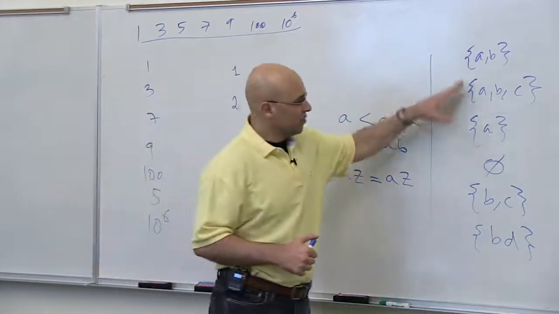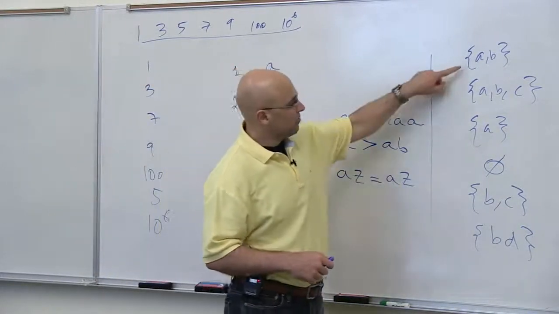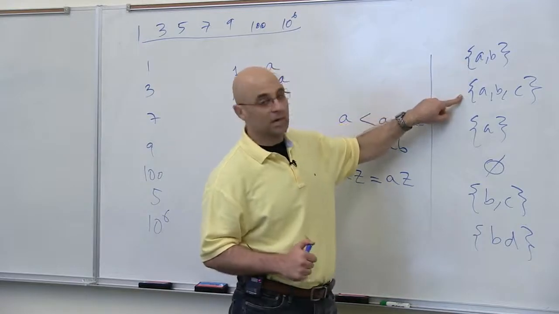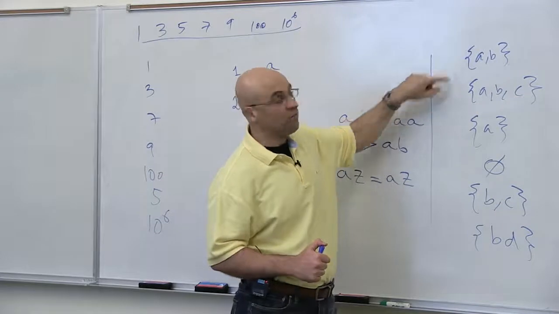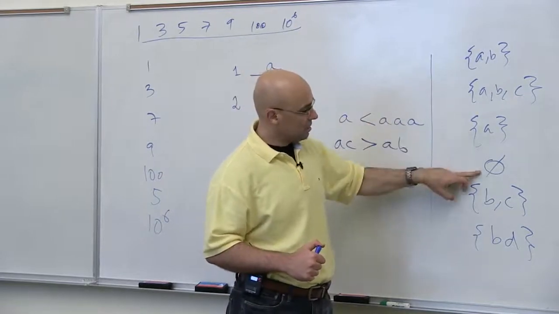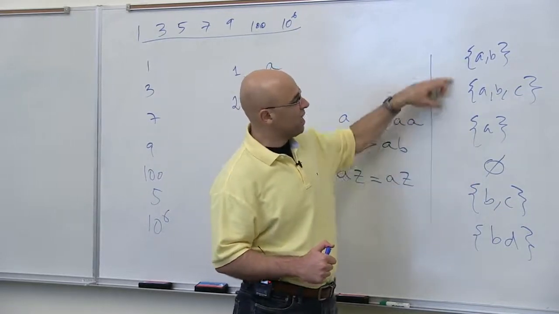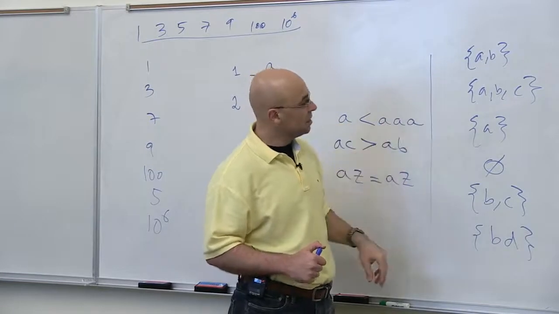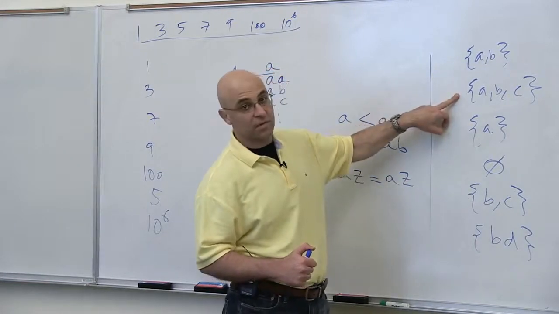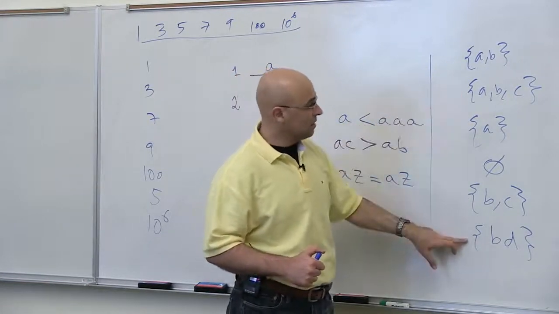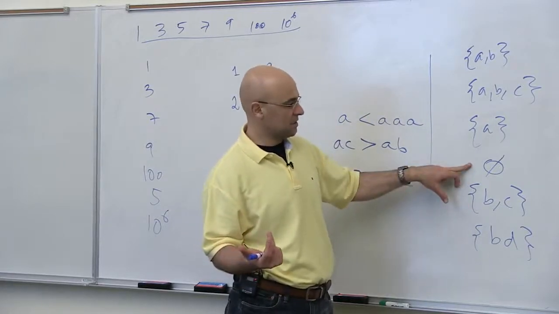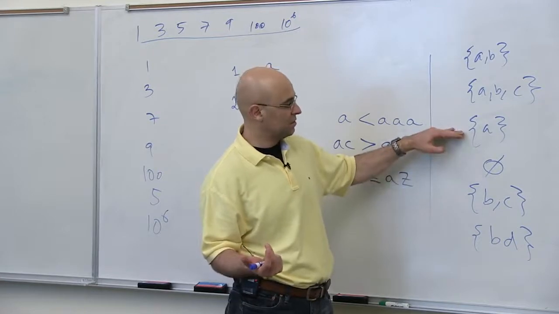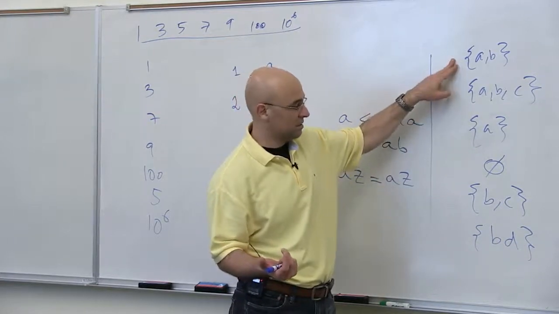So if I look at these here, I say that, for example, AB is a subset of ABC. Right? A is a subset of ABC. It is a subset of AB. Right? The empty set is a subset of any set. Empty set is a subset of these. BC is a subset of this. Right? BD is not a subset of BC. It is not a subset of empty set. It is not a subset of this.